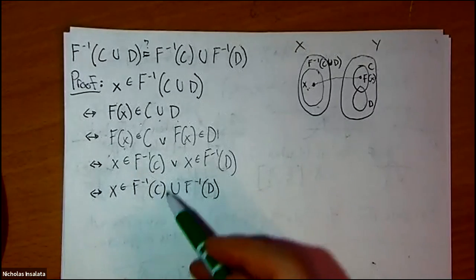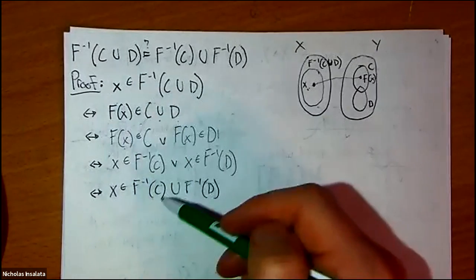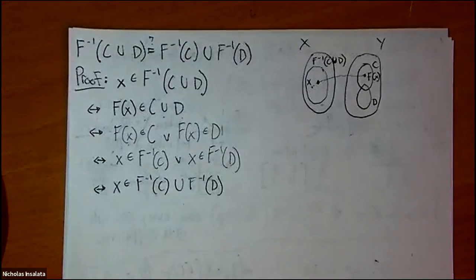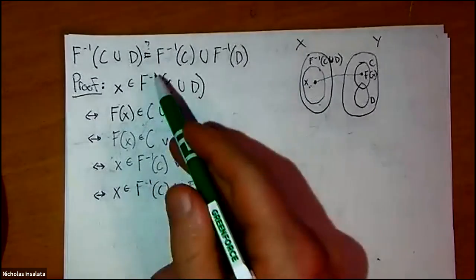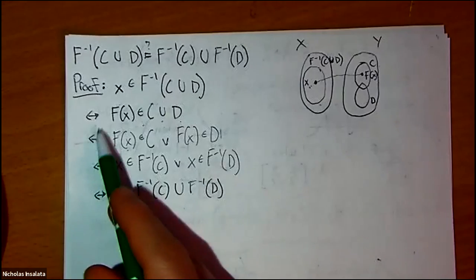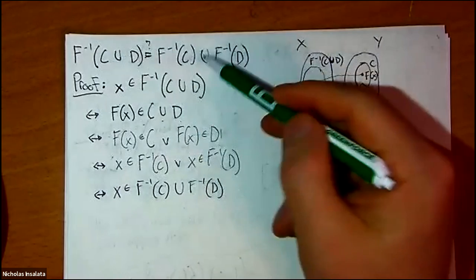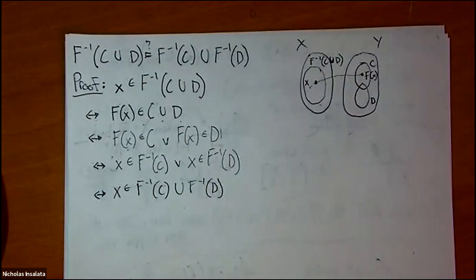X is an element of this, means it has to be an element of that. So the containment goes this way. And of course, the containment goes in the forward direction. And since it contains both ways, because of these bidirectional conditionals, then we have these two sets are equal. What do you guys think? Does that make you happy? Any questions?